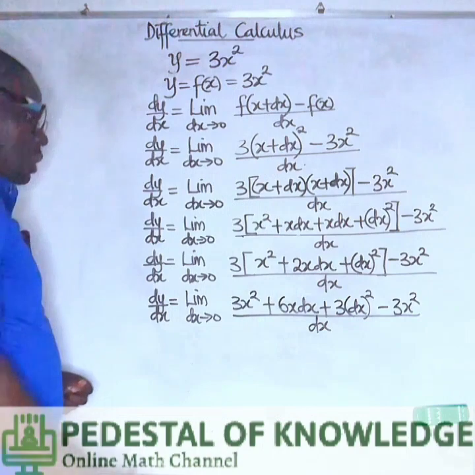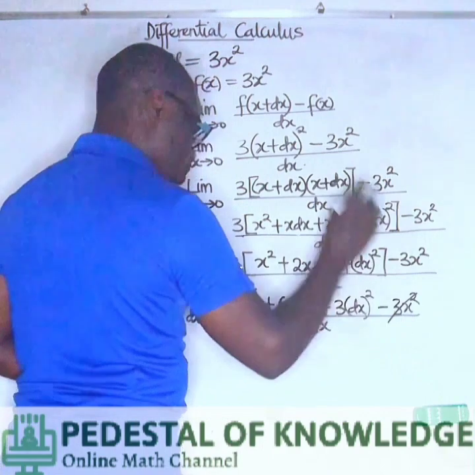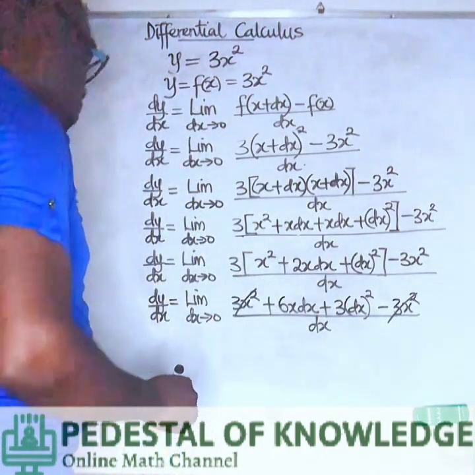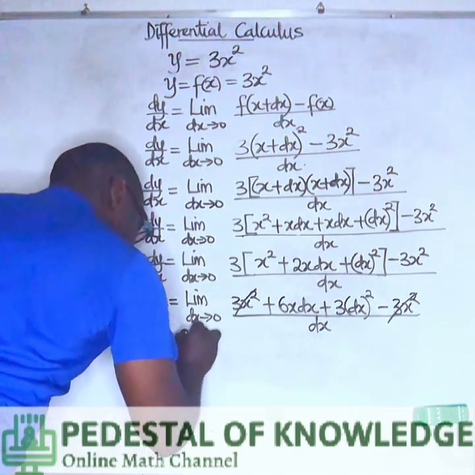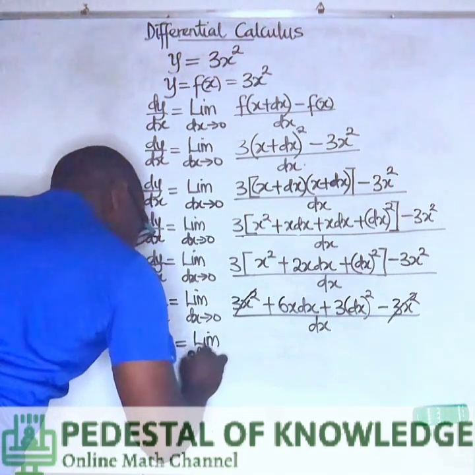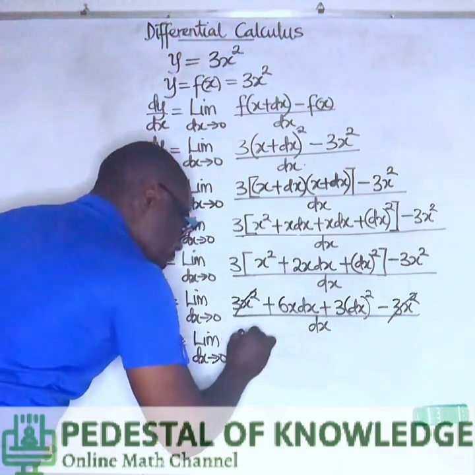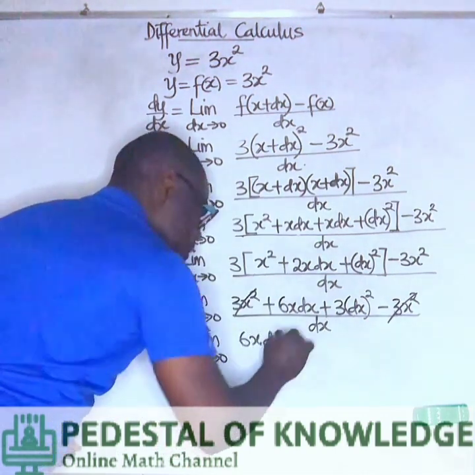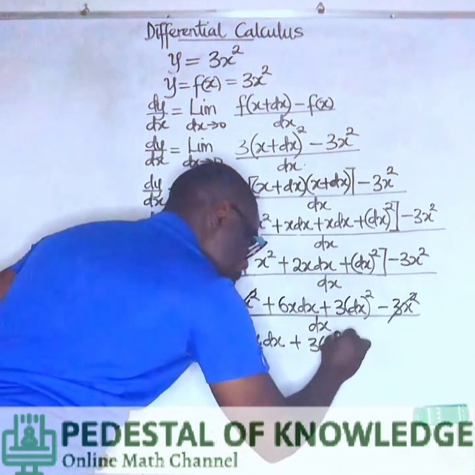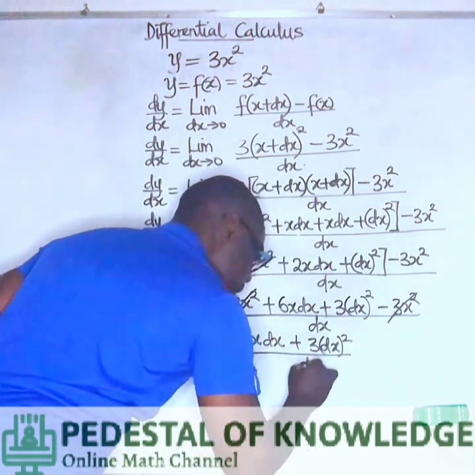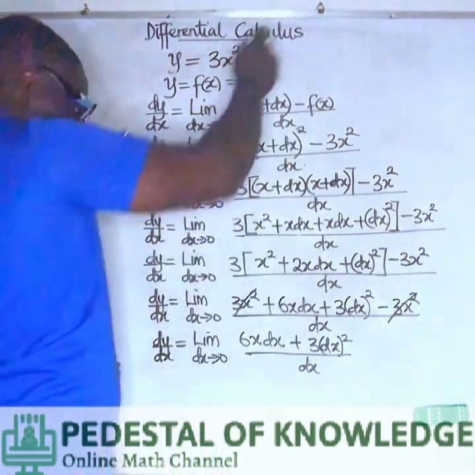Okay, of course we know we have 3x squared here. We have minus 3x squared here. 3x squared minus 3x squared is equal to 0. So we have eliminated that. So what we are left with is dy/dx is equal to the limiting value as dx approaches 0 of, what we have here is 6x dx plus 3 dx all squared divided by dx. Okay, we're going to complete this upstairs here.